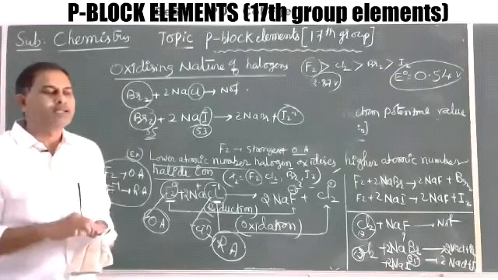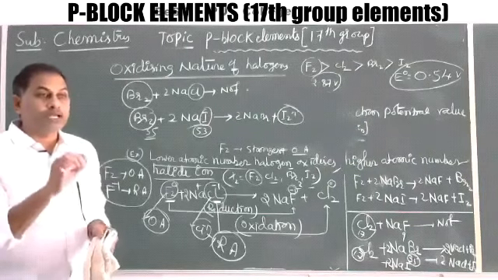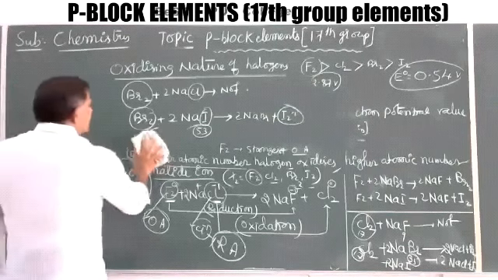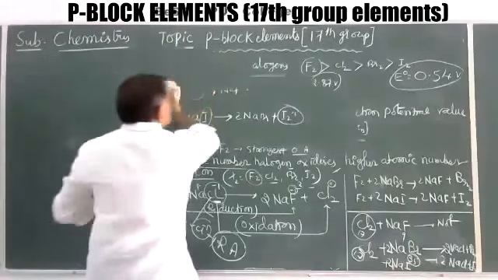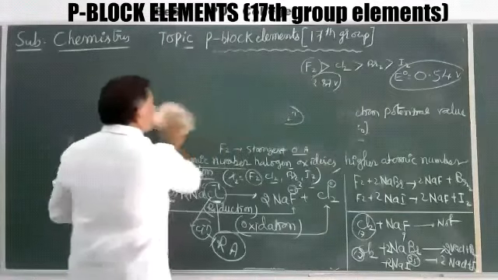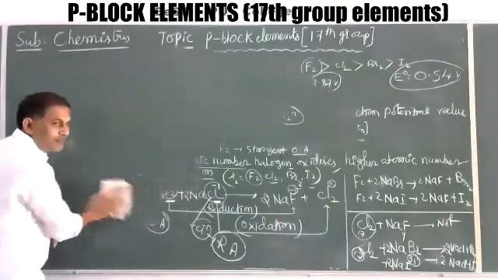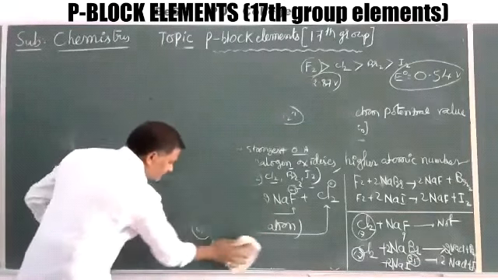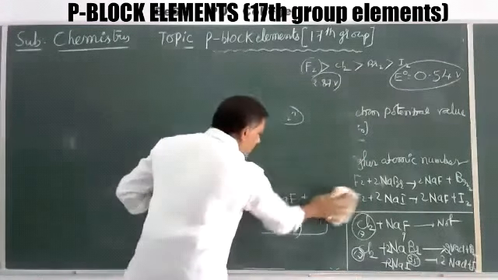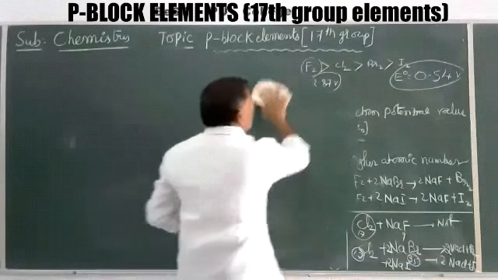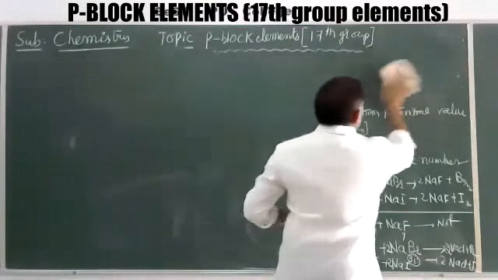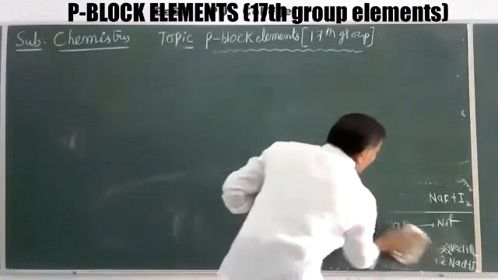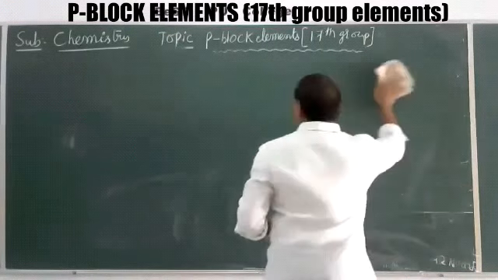Lastly, only one simple point, that is the anomalous properties of fluorine. Anomalous properties of nitrogen were already explained to you, and anomalous properties of oxygen were also explained. Now in 17th group elements, the anomalous properties of fluorine.